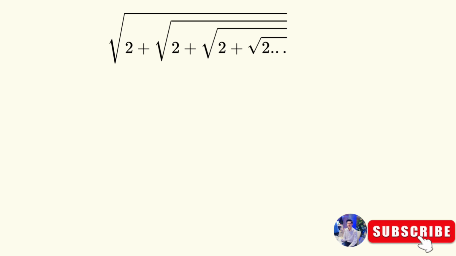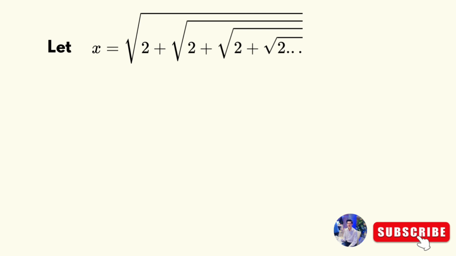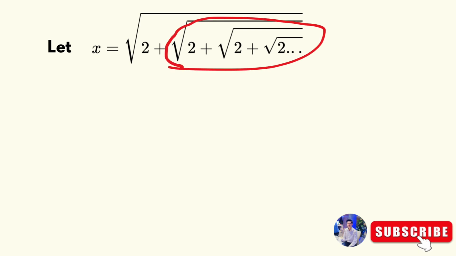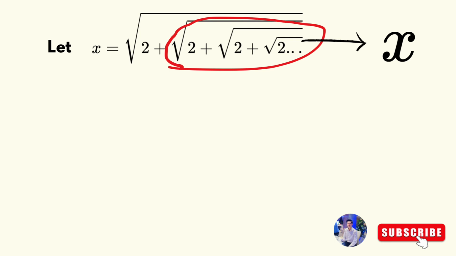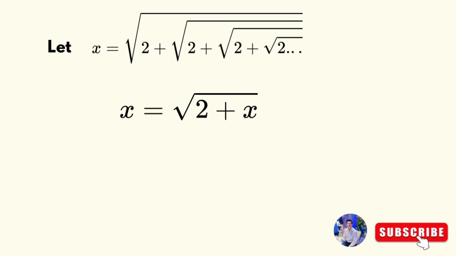Let the entire expression be equal to x. So we write x equals square root of 2 plus square root of 2 plus square root of 2, and so on. Notice something important. The expression inside the square root is exactly the same as x. That means we can rewrite the equation as x equals square root of 2 plus x.